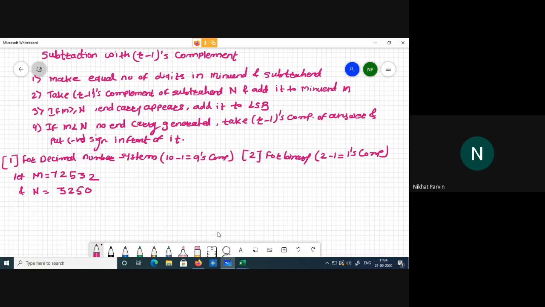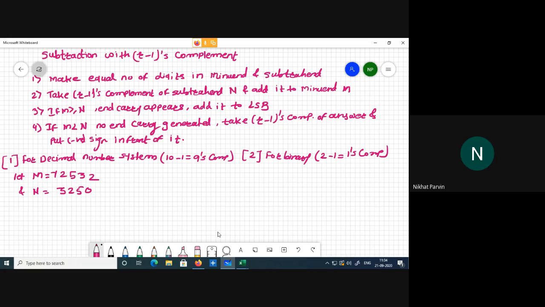As we know, the use of subtraction with complements is that, though we actually need to perform subtraction, using complements we do the addition and perform the subtraction. In previous classes we have seen subtraction with r's complement, and today our topic is subtraction with r minus 1's complement. We can take two things here: one is the decimal number system, the other is the binary number system.